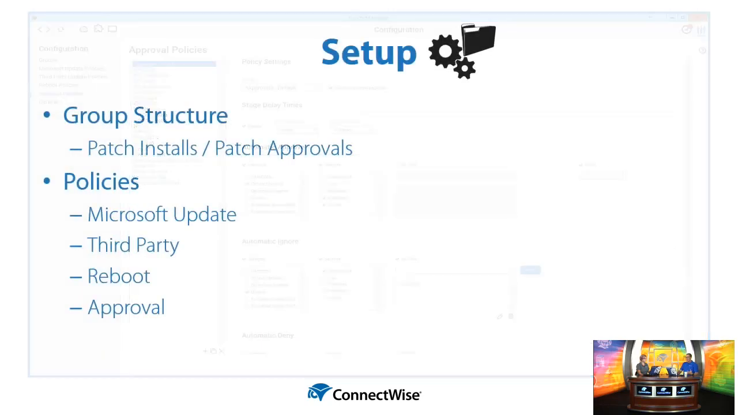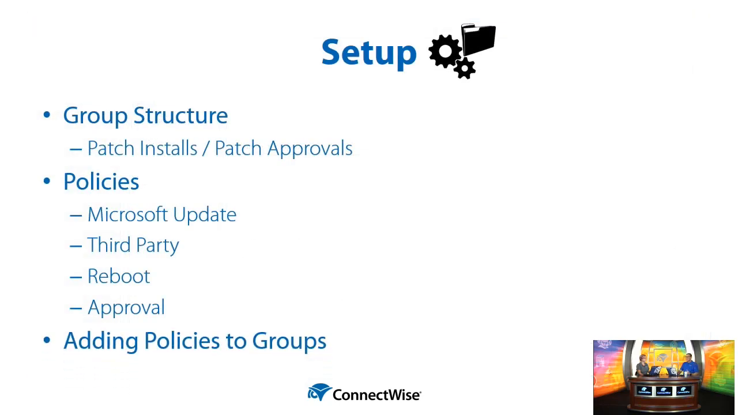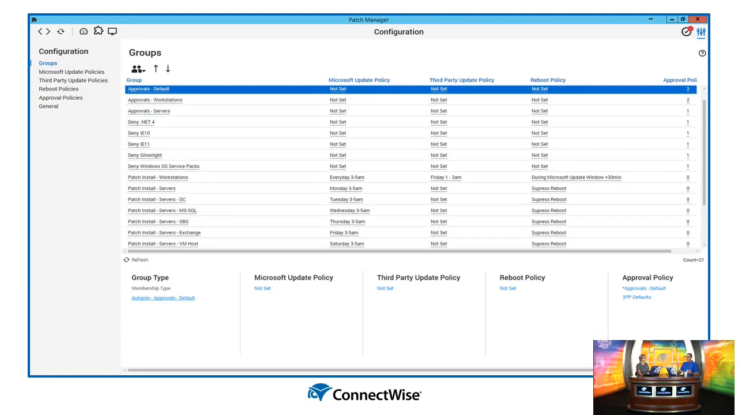So now that I have all my policies created, I just add the policies to my groups. You can see here, I created my group structure, I created my policies, and then here I just assigned them. One thing I want to point out is you can see all of my approvals. Well, you don't see an update policy, third party, or reboot, because I'm only worried about classifications. So on my approval groups, I'm only assigning classification to patches. I'm separating those completely out. I'm only focused on my approval groups, the classification of the patch.